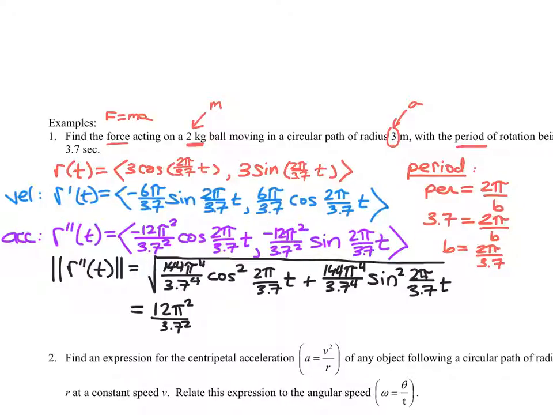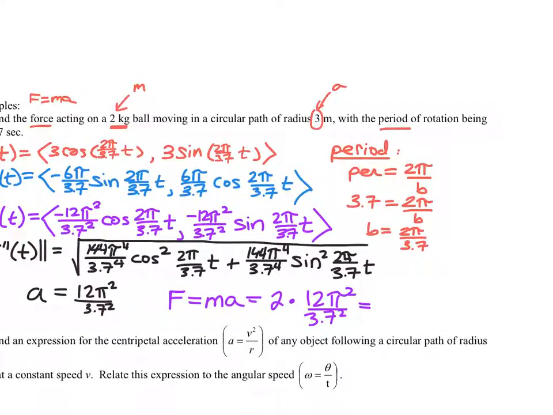Since the magnitude of the second derivative is acceleration, that means I just figured out the a, all right? So the a part of F equals ma. Now it's just a matter of multiplying it by the m, and I have my force. So force is equal to ma, which is 2 multiplied by 12 pi squared over 3.7 squared. So 24 pi squared over 3.7 squared.